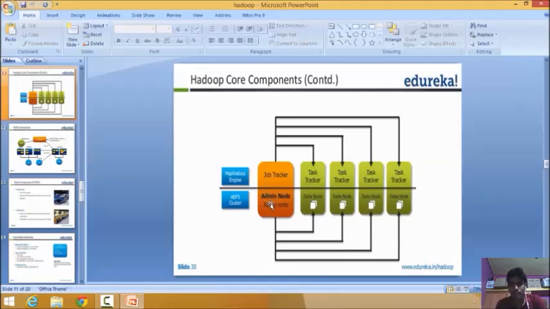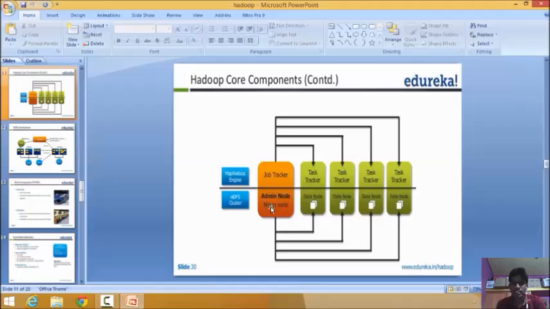What is name node here? Here the name node acts like a root node. What is a node? Do you understand what is a node? Node is nothing but a system, a computer. Node is nothing but a computer. See here, name node. It is the basic node.